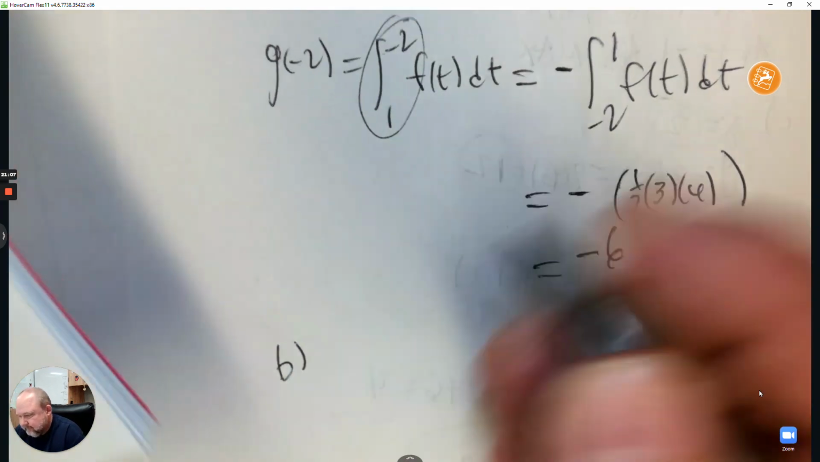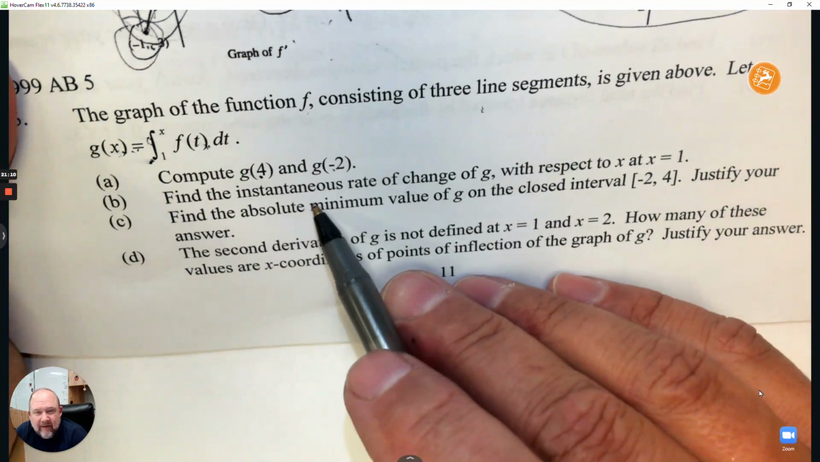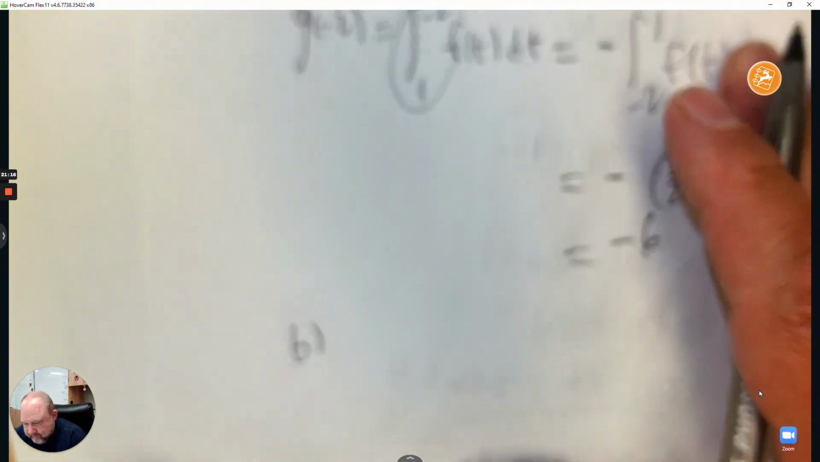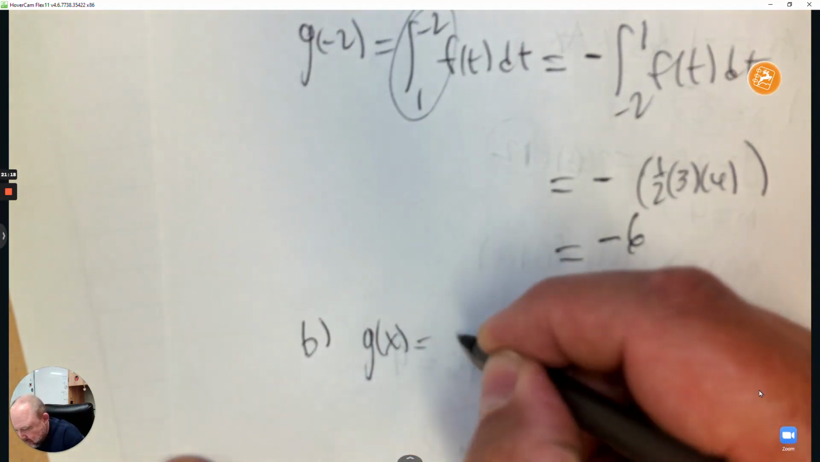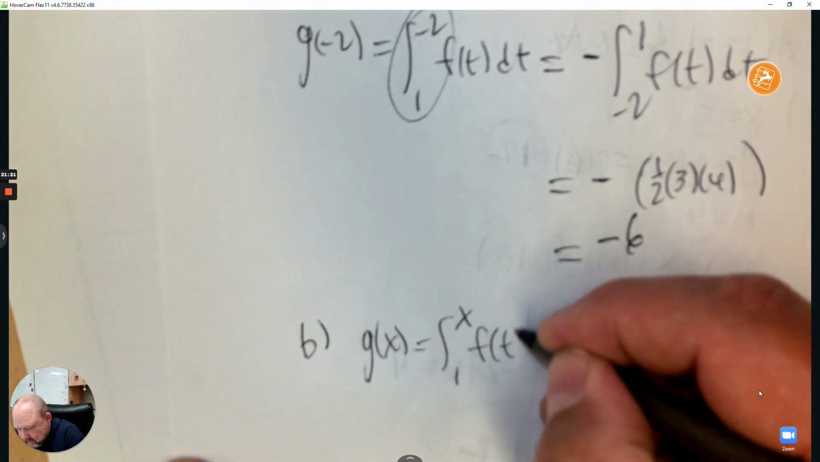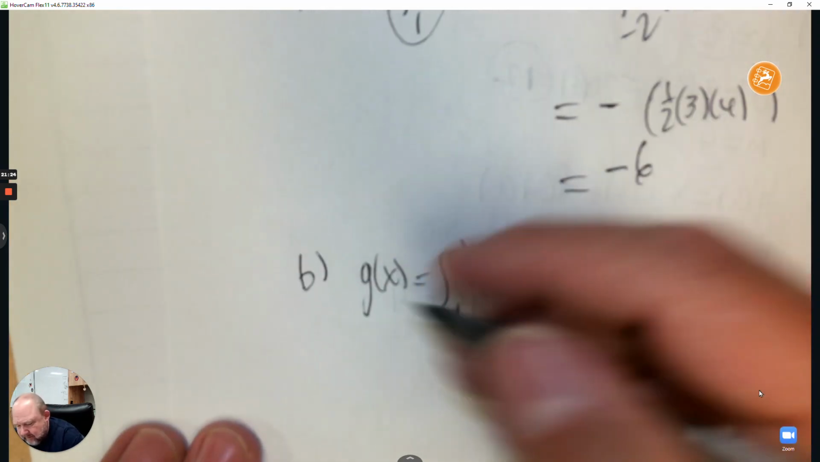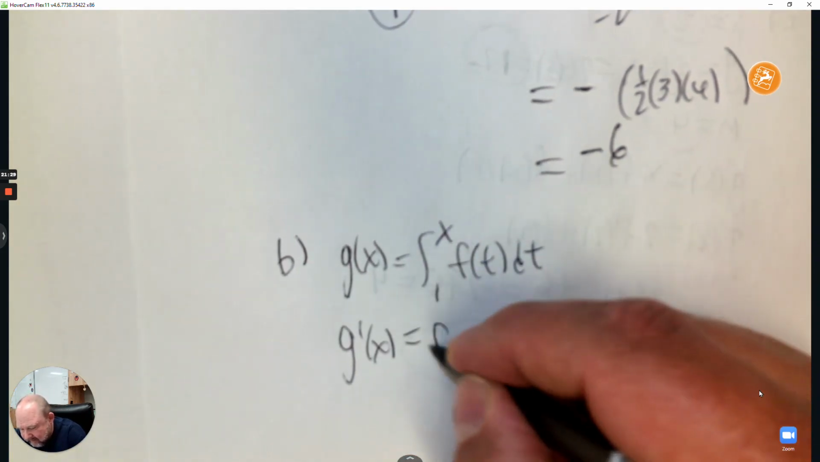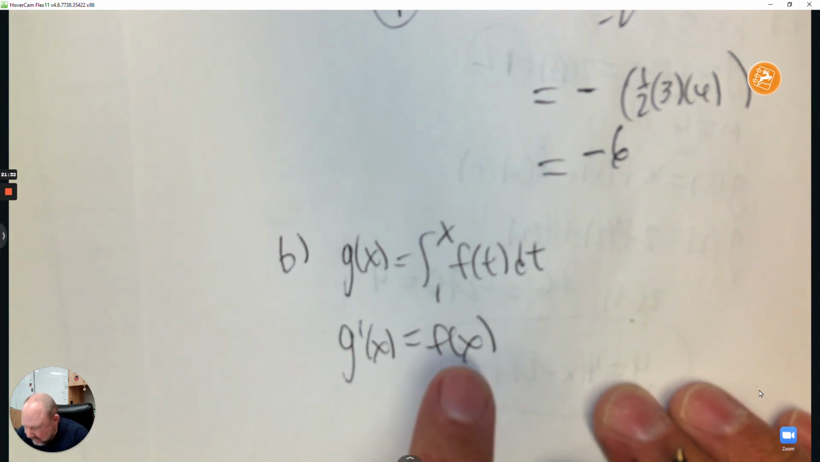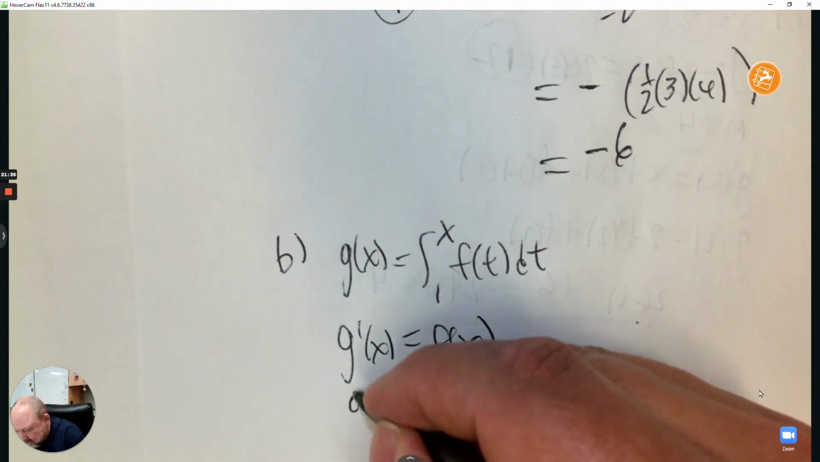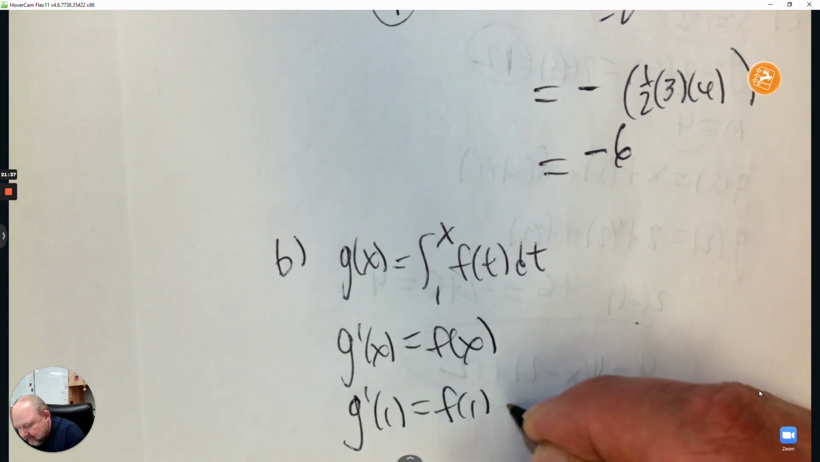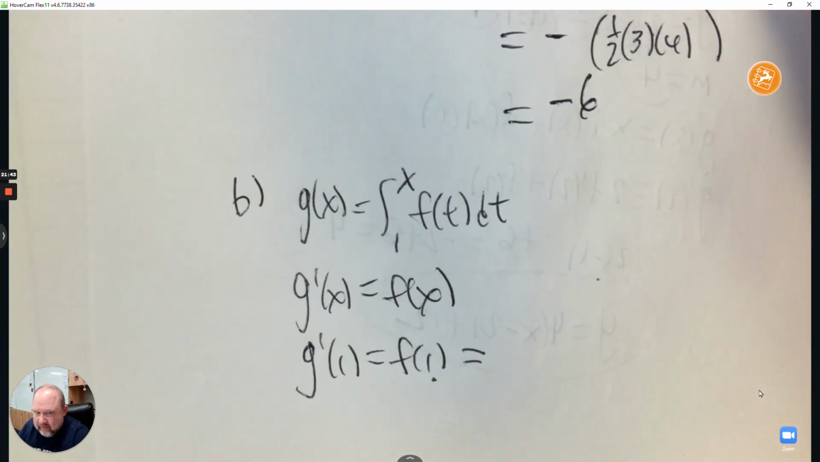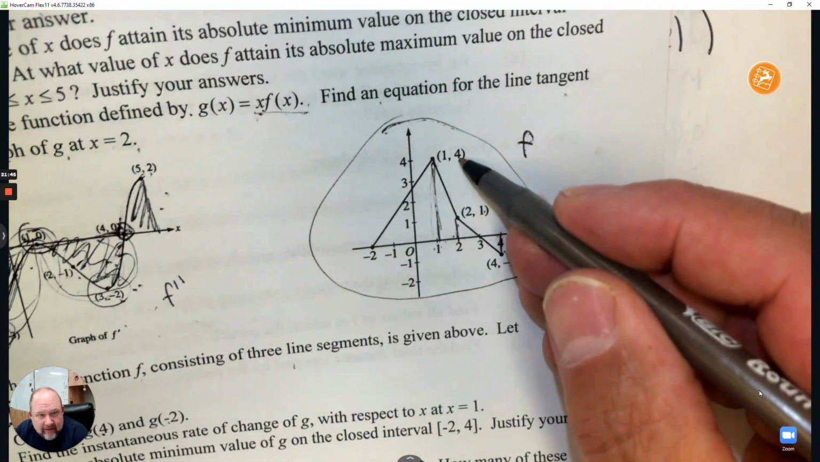All right, part B. Instantaneous rate of change means the derivative at 1 of g. Okay, so g at x is equal to this. This is going to be big. These questions happen all the time. The derivative of an integration, they cross out and you just plug x in. And so the derivative is just f at x. And then at 1, I plug in 1 to get my answer. So I just need to know the function value at 1. That's equal to the derivative at 1. So that answer is 4.